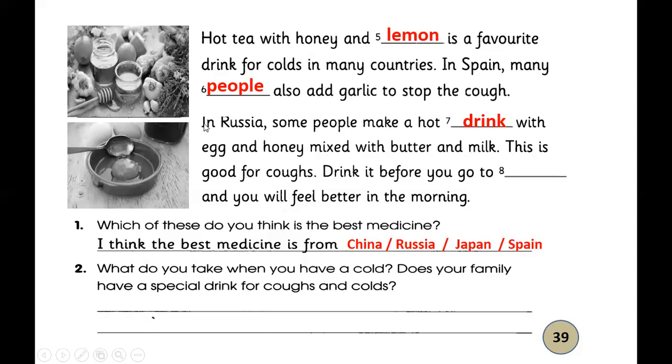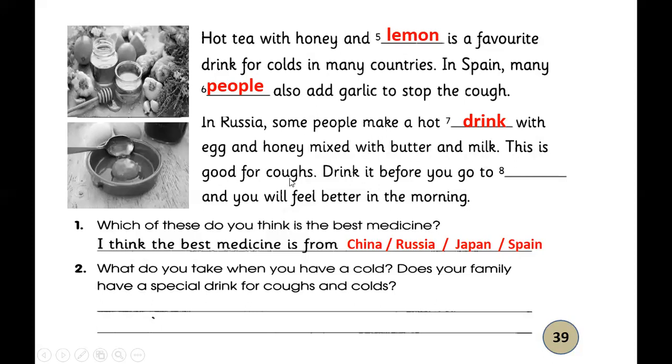In Russia, you didn't say Russia, it is Russia. In Russia some people make a hot drink with egg and honey mixed with butter and milk. This is good for coughs.